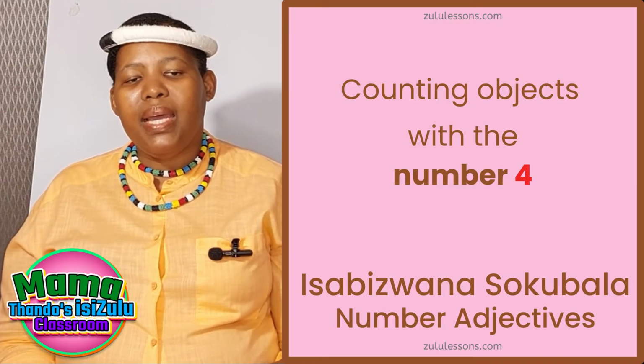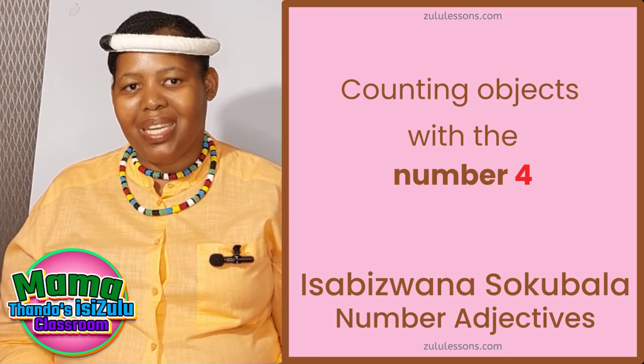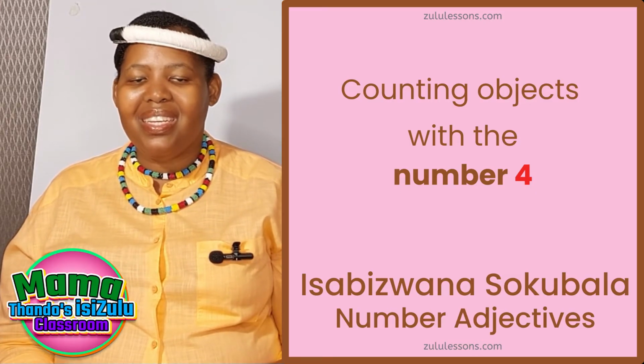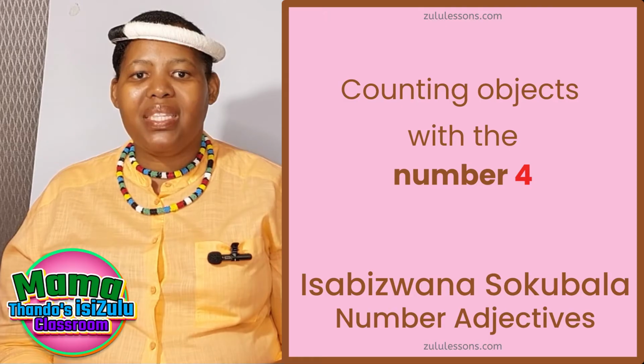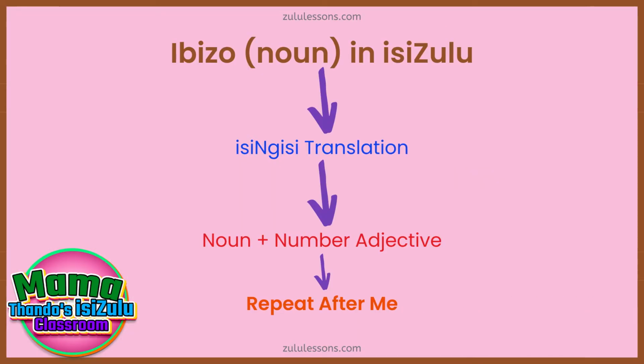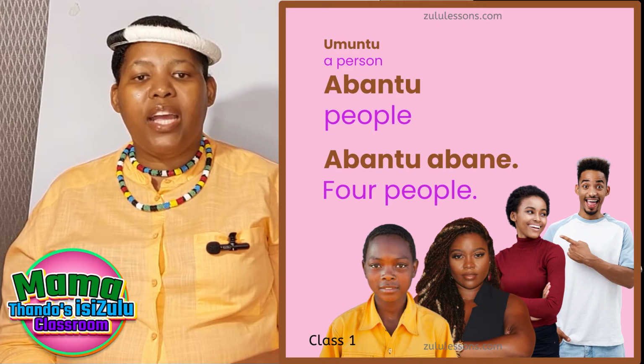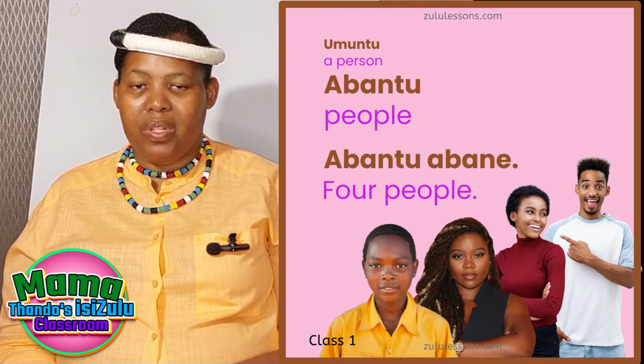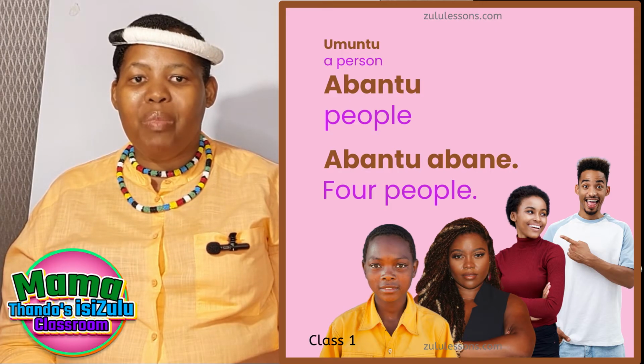And now let us get on to counting objects in isiZulu using the number 4. I will give you the noun we are going to be using and what it is in English. Then I will give you the full phrase, which is the noun and the number adjective. Abantu, people. Abantu abane.